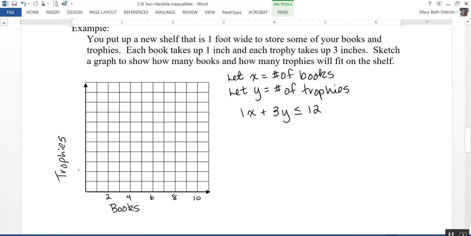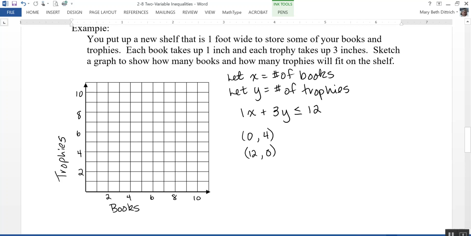And I'll go ahead and label those 2, 4, 6, 8, 10. Okay, now I need to graph this inequality. Well, one way I could do this, since it kind of looks like it's in standard form, is I could go ahead and use intercepts. So when x is 0, my y is going to be 4. And when my y is 0, my x is going to be 12.